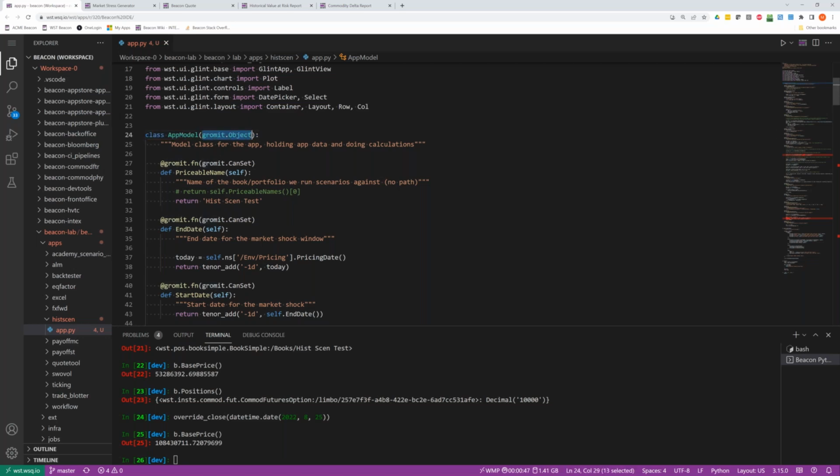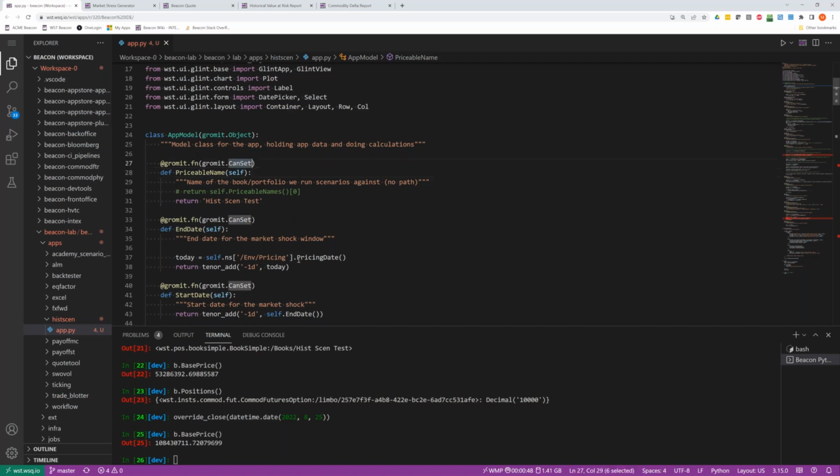So here's this app model, the definition of the thing. It inherits from grommet.object. Grommet is our dependency graph framework, which is a really powerful tool for linking financial calculations together. In Glint, in the user interface, the graph is the technology that links different parts of the application together. So if you change a historical date that defines the historical scenario, the P&L field will automatically update in the UI because it's connected together by the graph.